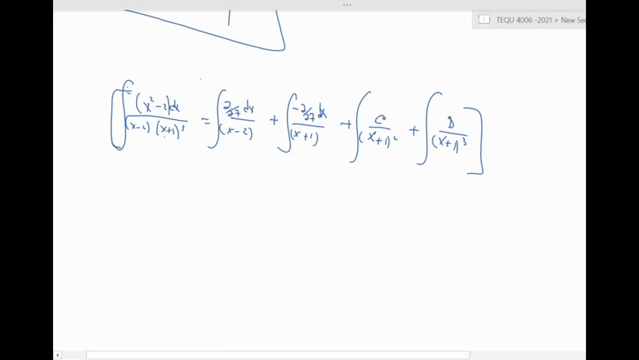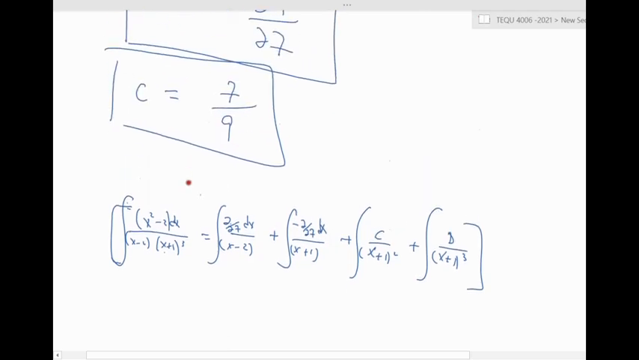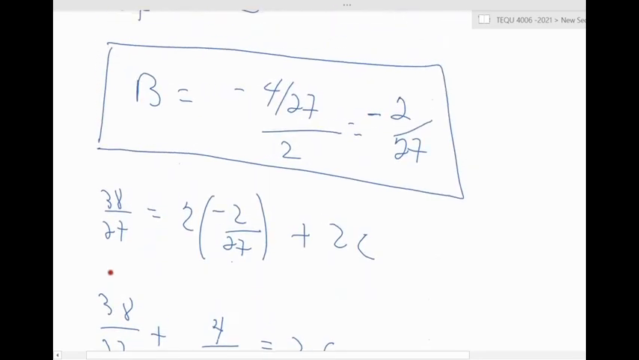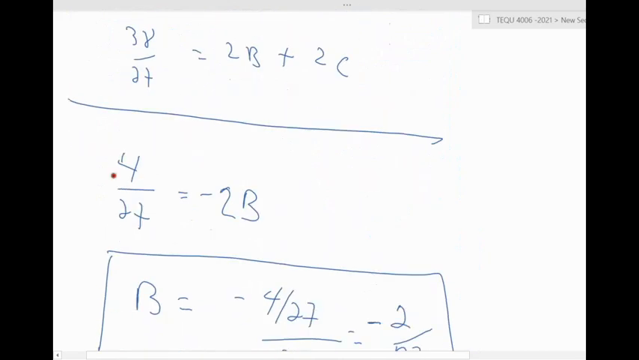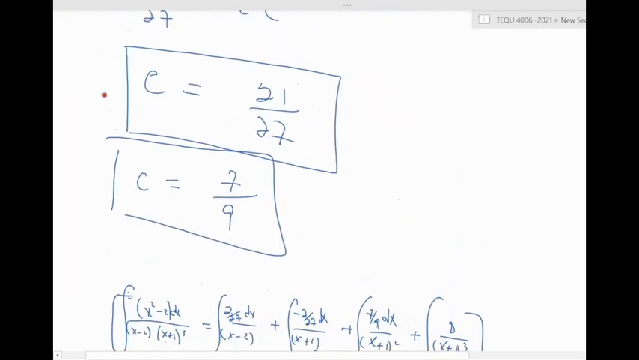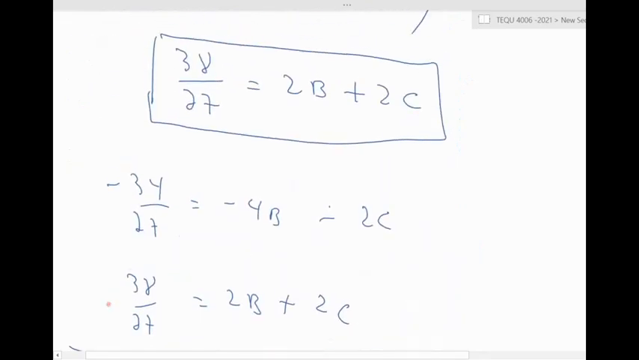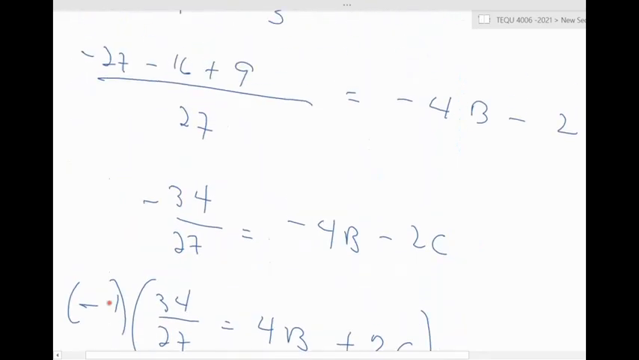Now that we are in this, let's get the c as well. C was 7/9 dx. How about the d? The d value was, let me see if I got it somewhere here. The d value going up.